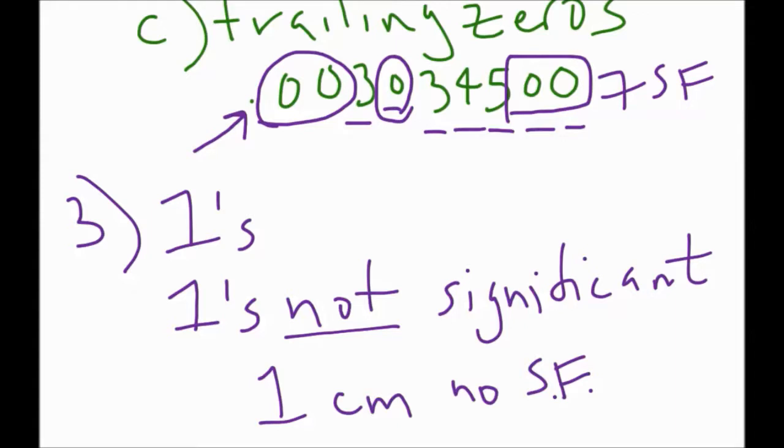So those are the 3 different rules with sig figs, and now what I'd like to show you is a trick to get around these rules. It's called the US trick.